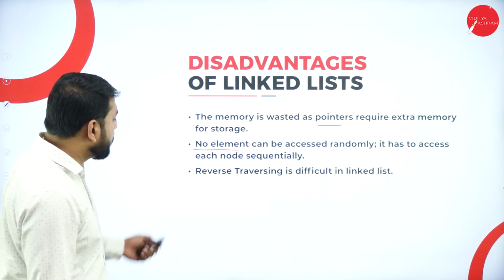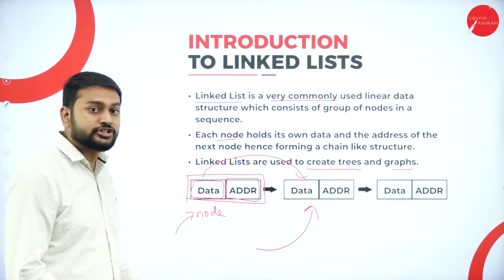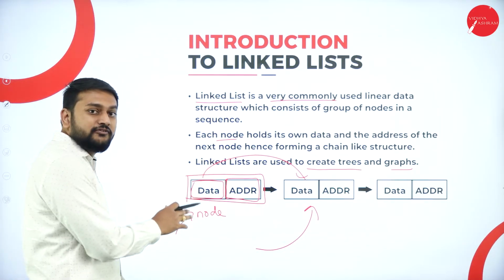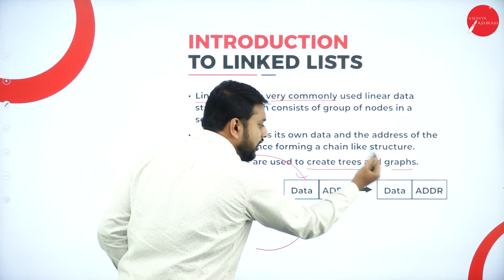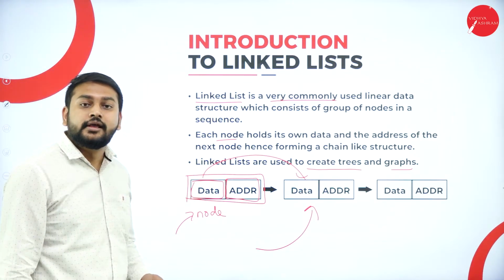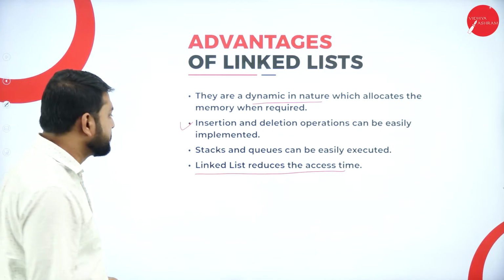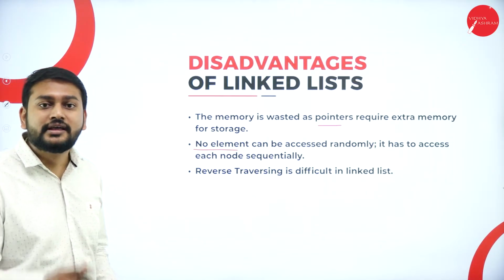And then the next point that we have is reverse traversing is very difficult. So guys, what is the meaning of reverse traversing? You can traverse, you can visit the elements, first this, next this, and next this. You cannot come back. It is very, very difficult. That is what they are saying as a disadvantage. So these are the few disadvantages that we have with respect to the linked list.